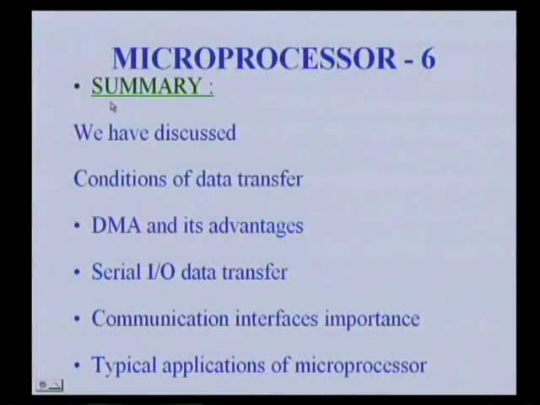So far, let us see now the summary. So far we have discussed conditions of data transfer, DMA and its advantages, serial I/O data transfer, communication interfaces importance. Here we have seen 8251 and typical applications of microprocessor. We have seen a list, and we have seen one practical application, traffic signal control.